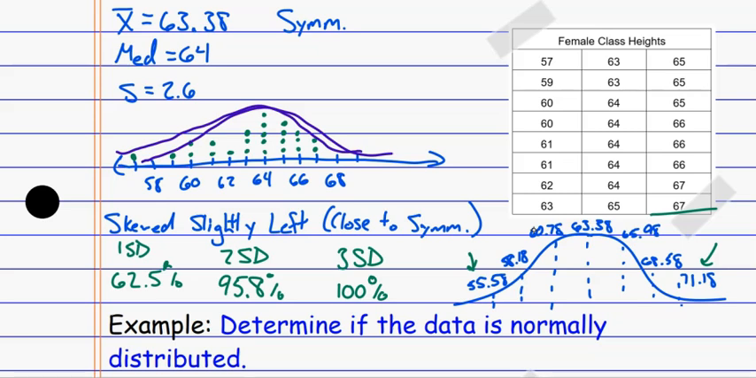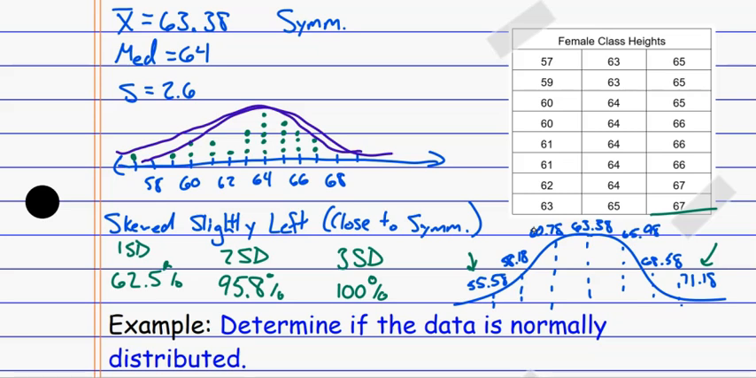So I thought this thing was fairly symmetrical. It was pretty close to being symmetrical, maybe a little skewed, but we'll forgive it a little bit. When I look at the data from the perspective of does it fit the empirical rule, instead of 68, 95, 99.7, we're at 62.5, 95.8, which is really close. And then 100 is actually really close to 99.7.